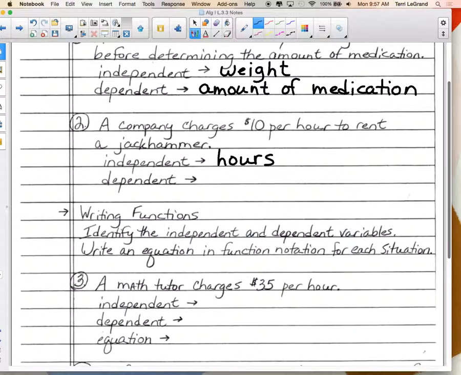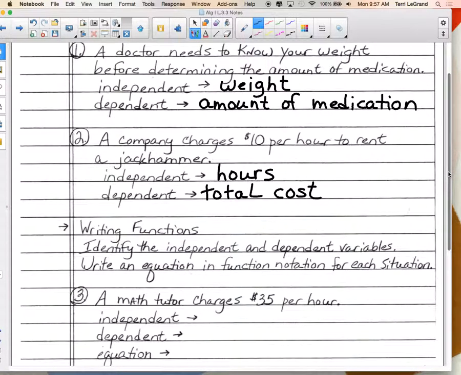The total cost, right? I don't even know if we want to just say cost to rent, because the $10 per hour also represents a cost. So we probably want to say total cost. If you rent this jackhammer for 5 hours, it's going to cost you how much? $50. The total cost would be $50. Okay, so there we're not writing any equations. We're just practicing being able to identify the independent and the dependent so we can write equations.